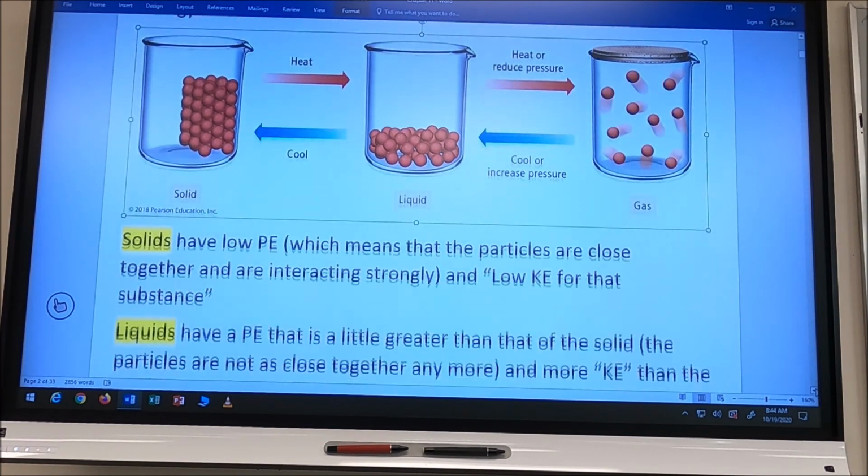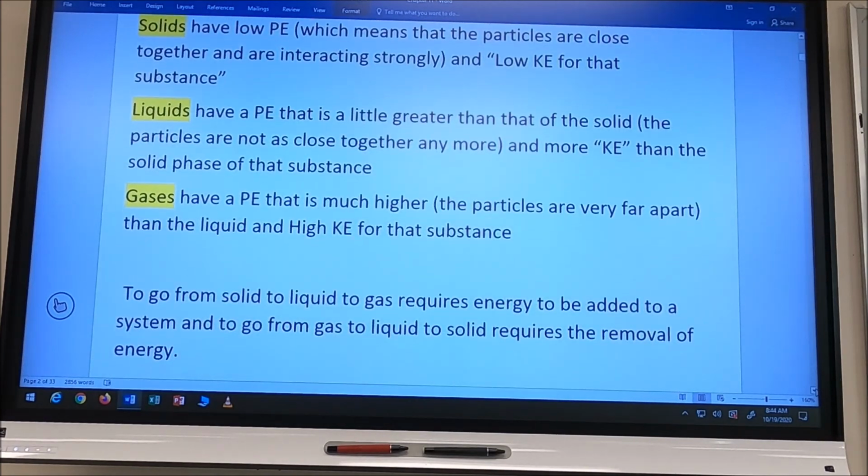Now, solids have low potential energy, which means the particles are close together and are interacting strongly. And for that substance, you would also consider it to have a low kinetic energy, okay? Because the particles aren't moving a whole lot.